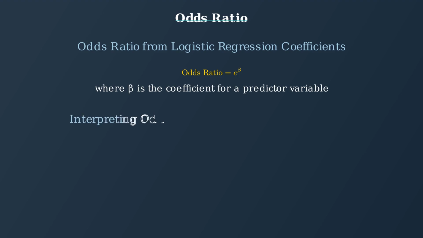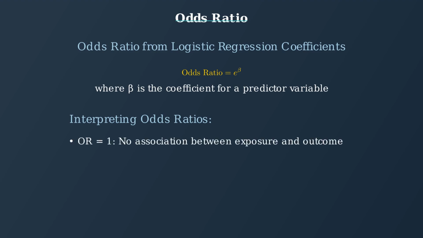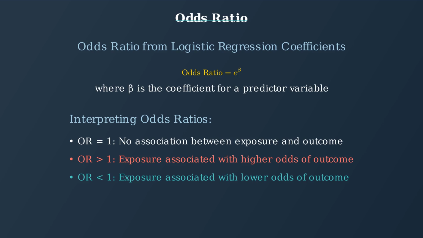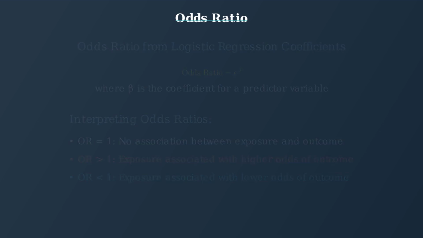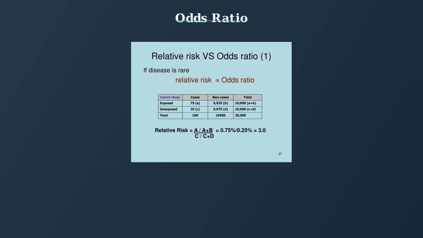When interpreting odds ratios, there are 3 key scenarios. An odds ratio of 1 means no association between the predictor and outcome. An odds ratio greater than 1 indicates the predictor increases the odds of the outcome. And an odds ratio less than 1 means the predictor decreases the odds. It's worth noting the relationship between odds ratio and relative risk. For rare outcomes, the odds ratio approximates the relative risk, as shown in this example.